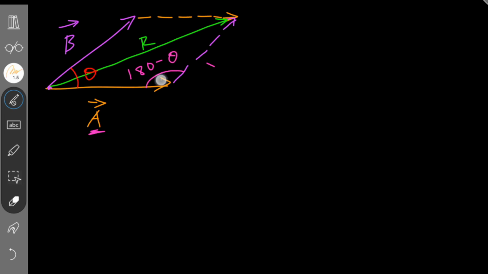After this, we can extend vector A in the appropriate direction, toward the right. Then draw the vertical line starting from this point. Drawing the vertical line looks like this. Then it makes 90 degrees to the extension of vector A.